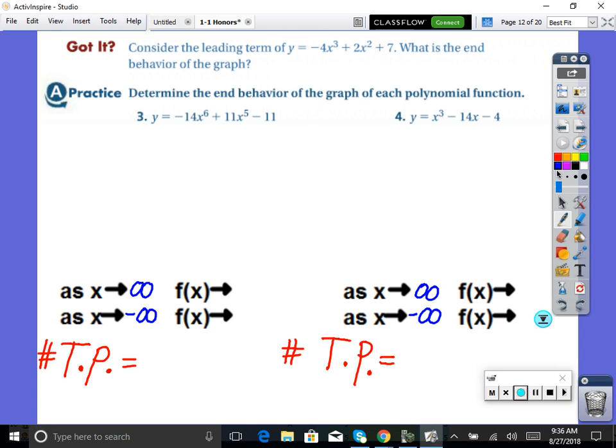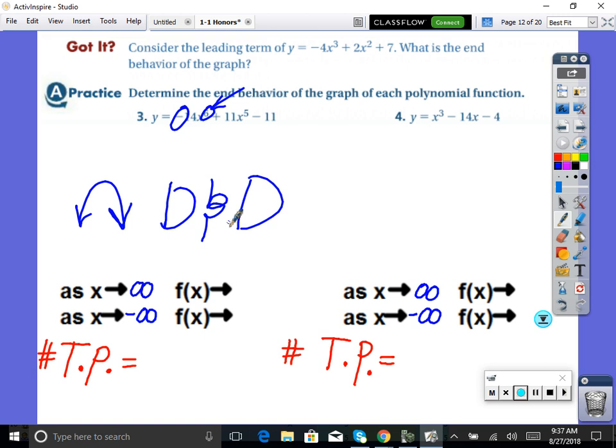So if I said to you on a test, describe the end behavior in words, you'd say even and negative. So it would be like this, down and down. True? Yes. D and D. I'm just going to write that to be quick. As x goes to infinity, f of x goes to negative infinity. As x goes to negative infinity, f of x goes to negative infinity. The highest number of possible turning points: 5 or 3 or 1.